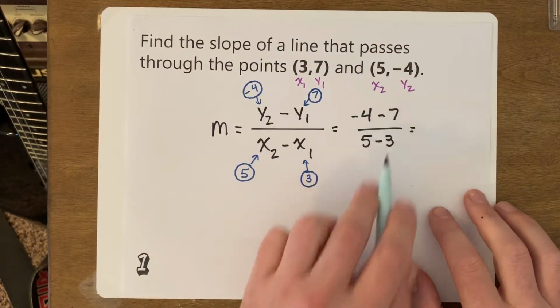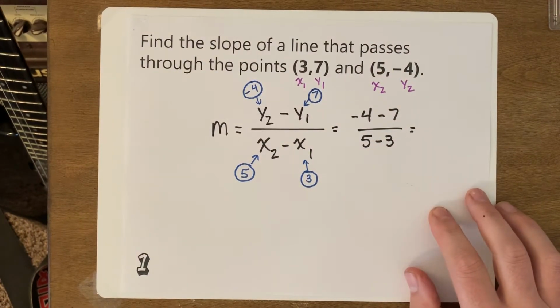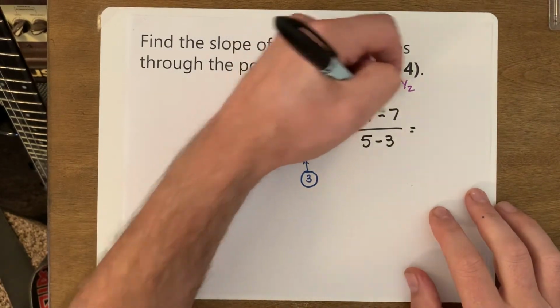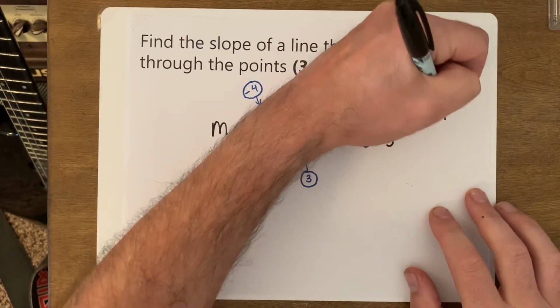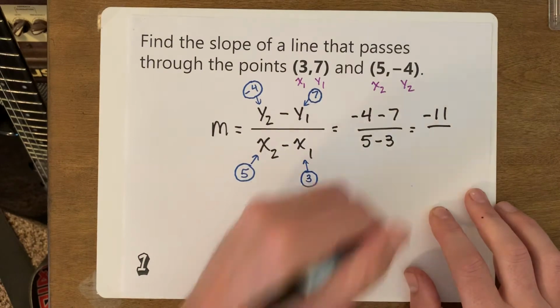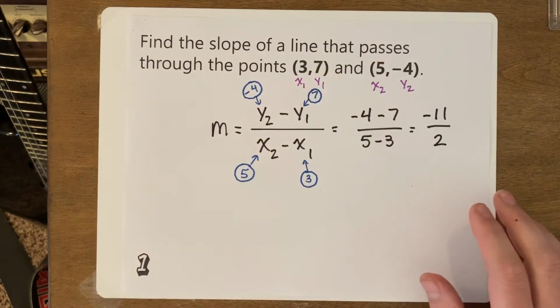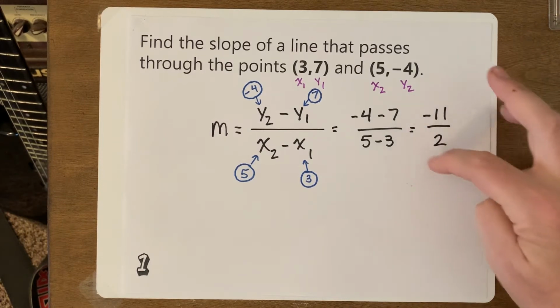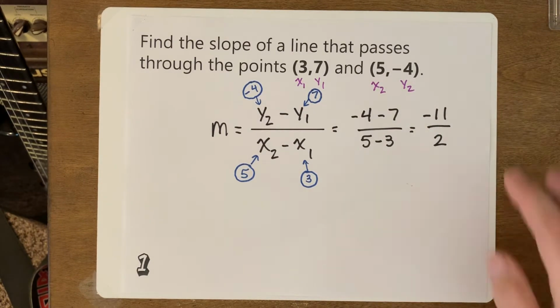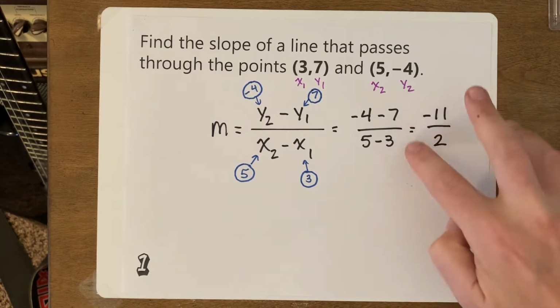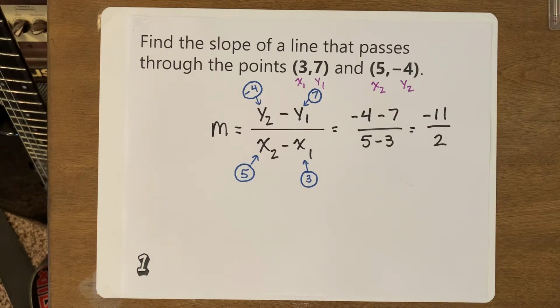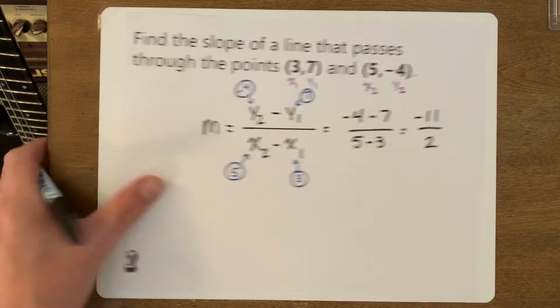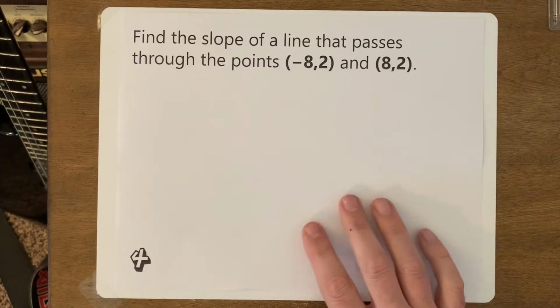Negative 4, take away 7. 7 and 4 is 11. Both numbers are negative, so you retain the negative. 5 take away 3 is 2. Since 11 and 2 have no factors in common, you can't simplify that, you just have to leave it. Don't go turning this into a decimal in your calculator. It's not going to do you any more good. Leaving it as a fraction is the best way to go. And that's it.